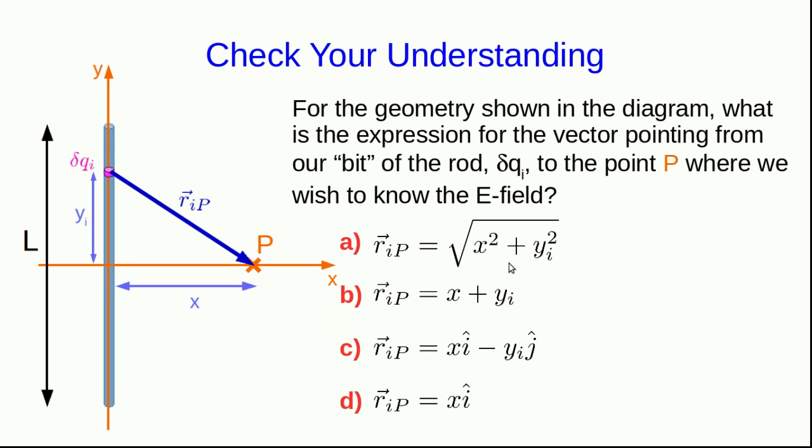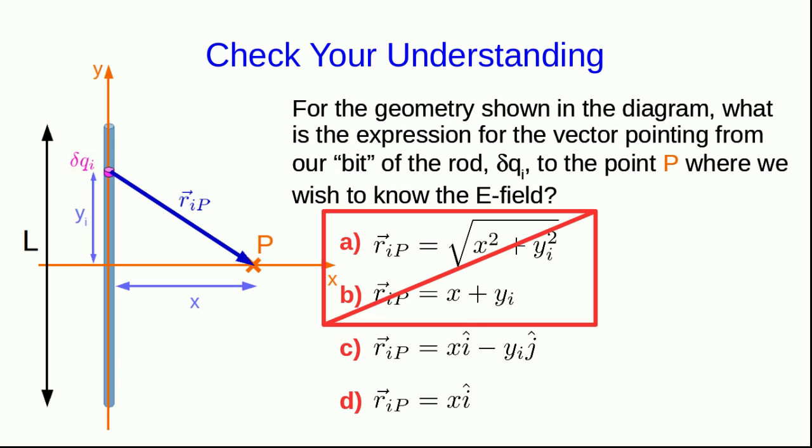So hopefully you've got your answer, and in fact if you're doing this through Moodle, Moodle won't have let you proceed without getting the correct answer. So hopefully you know that A and B can't possibly be correct, because those expressions are not vectors, and the r_i vector is certainly a vector, and so A and B can't be right.